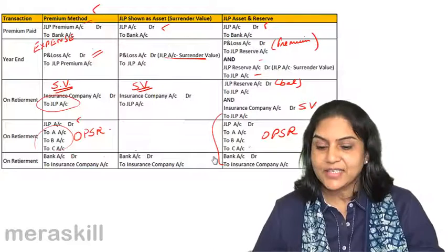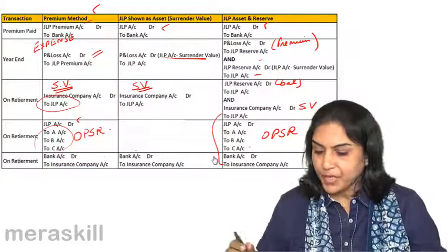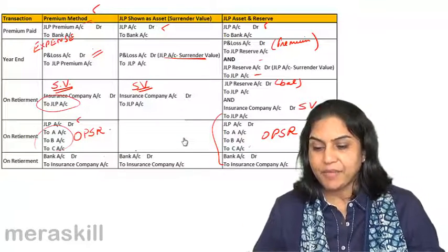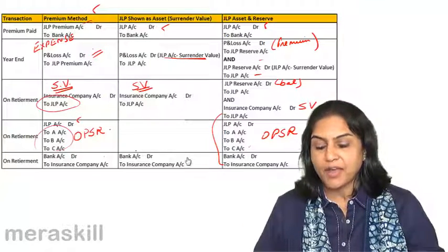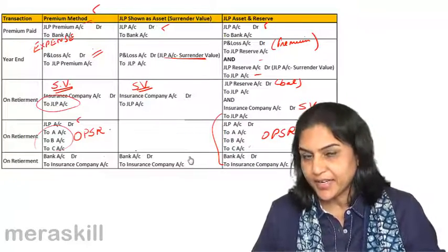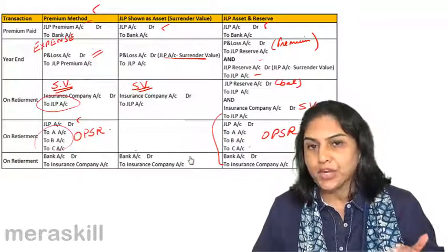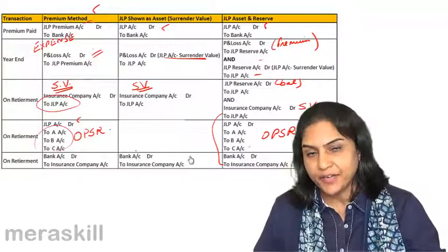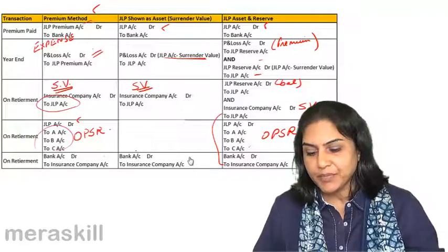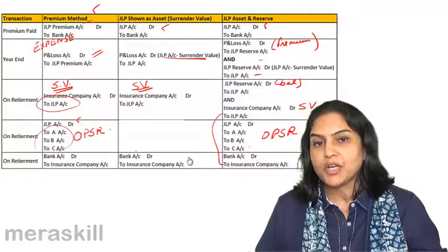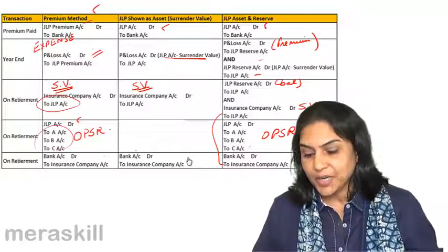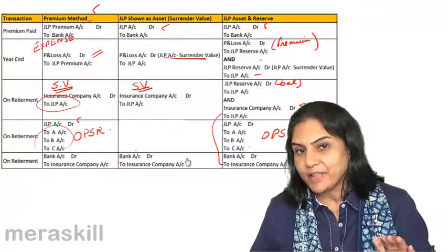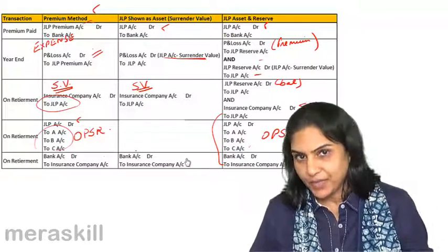Now, having discussed these three methods, there could be a small variation here. Under the second method, we show the joint life policy account at its surrender value. Now, suppose retirement occurs on a slightly different date, a little after. It is possible sometimes that the amount which is received from the insurance company is slightly more than the amount shown as surrender value in the balance sheet.